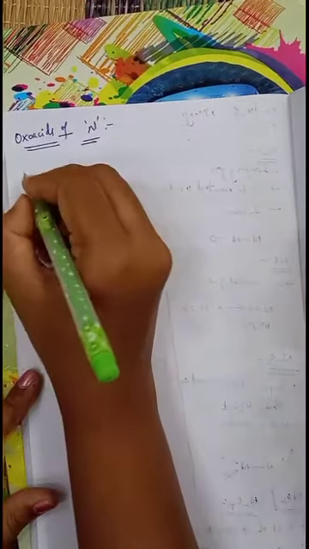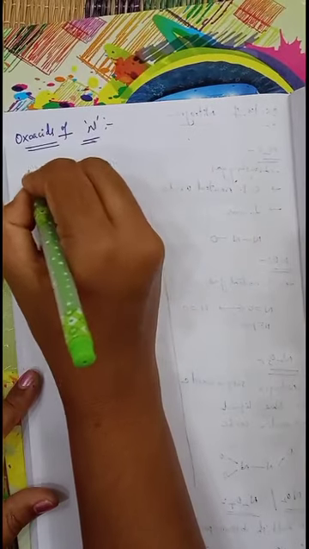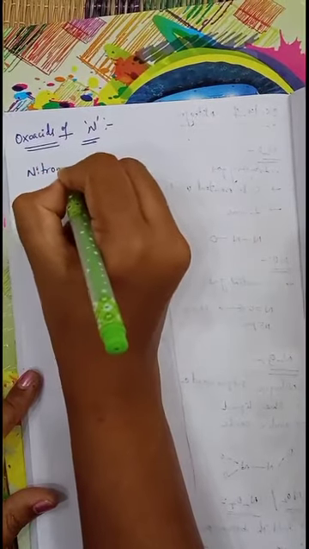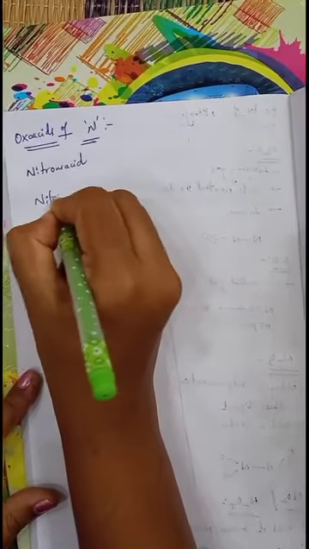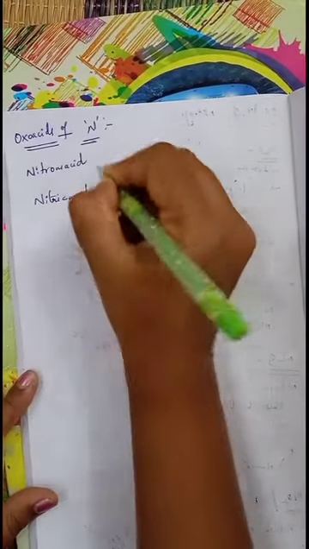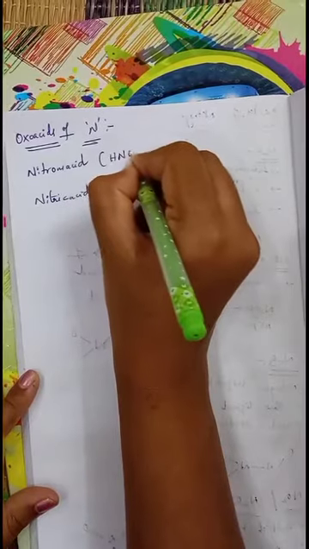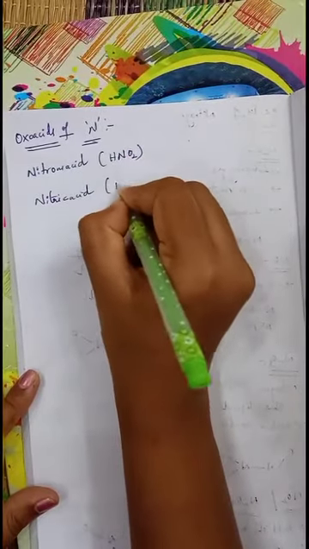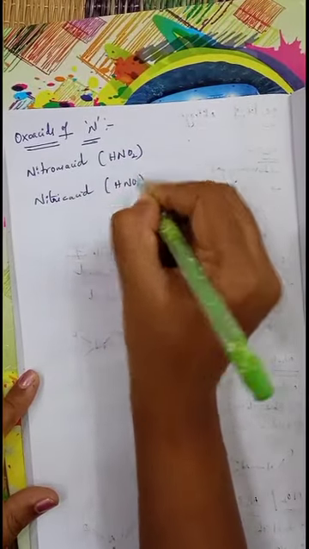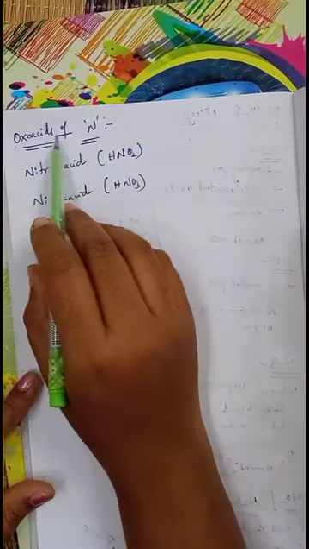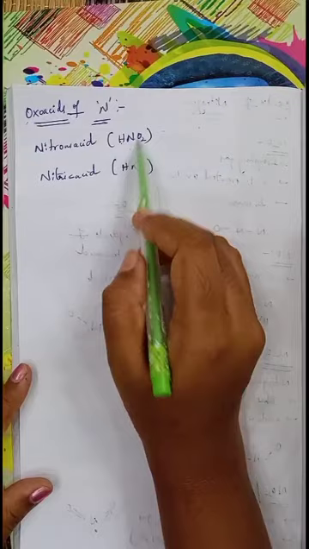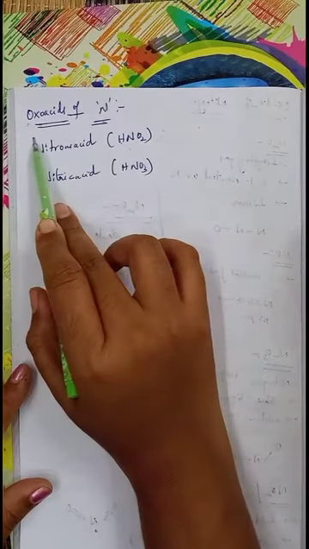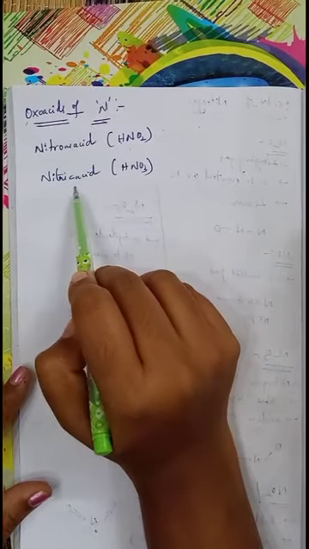There are two important types of oxoacids. First one is nitrous acid, formula HNO2. Next one is nitric acid, formula HNO3. Among these two, these are oxoacids. I already told you, if oxygen and hydrogen exist along with some other element, that is called an oxoacid. Among these two oxoacids of nitrogen, nitric acid is most important.